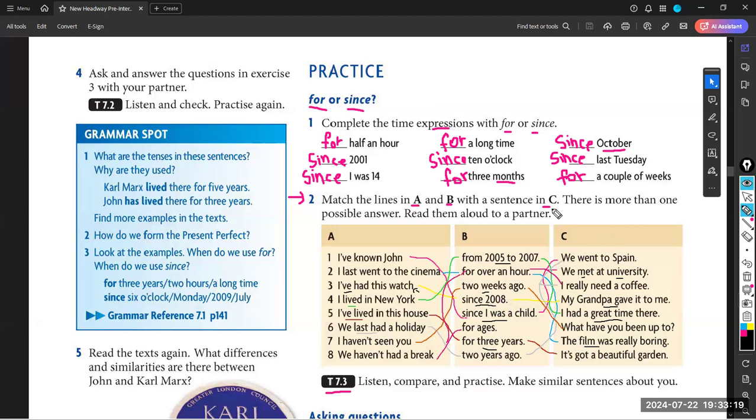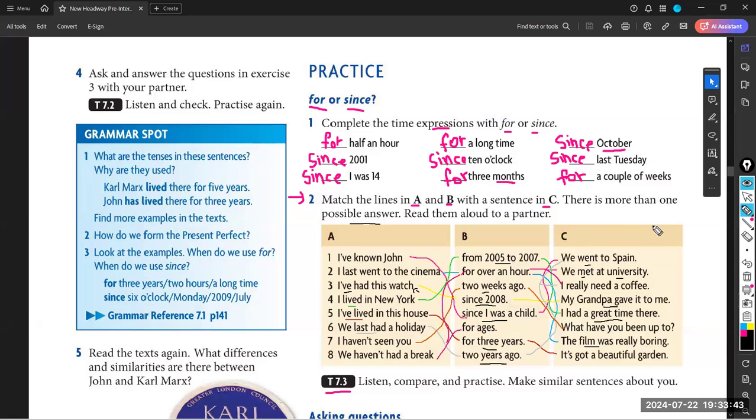Notice that there is more than one possible answer. That doesn't mean that your answers, guys, are wrong. No, they are not. 6. We last had a holiday 2 years ago. We went to Spain. This is it exactly. This is correct. And absolutely, as I told you, there is one more or maybe more than one possible answer.